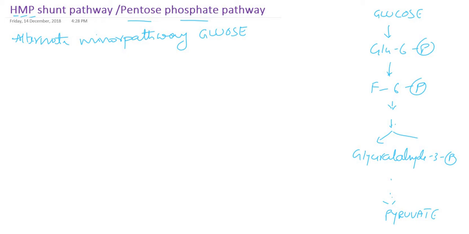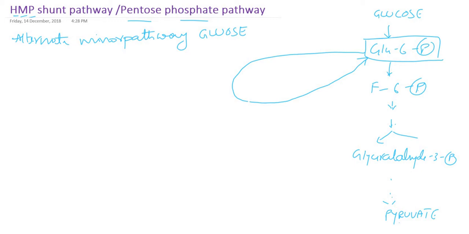That means glucose 6-phosphate, instead of converting into fructose 6-phosphate, takes another pathway, a shunt pathway, and is converted back to glucose 6-phosphate. Usually glucose is converted to glucose 6-phosphate and fructose 6-phosphate, and it goes down and finally to pyruvate. But the HMP shunt pathway is an alternate route where glucose 6-phosphate takes a shunt.